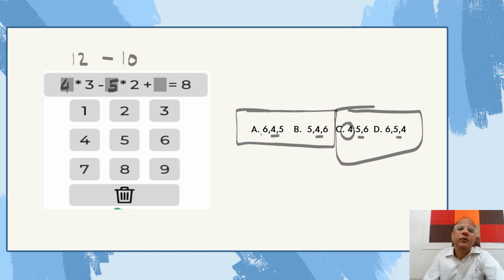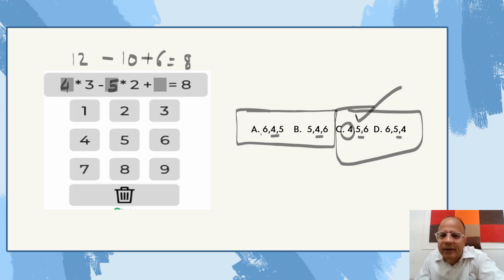12 minus 10 would mean a 2, and you require 6 more to make it 8. So this is going to be the right option then. Is it okay? Let me try to put the things back into perspective.